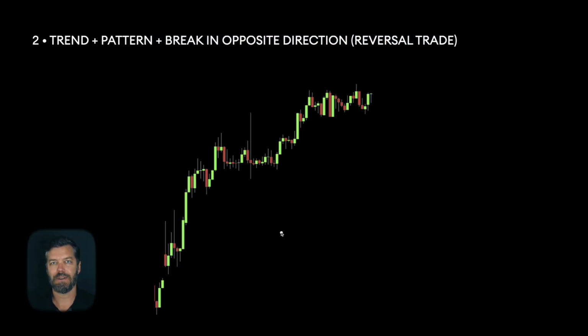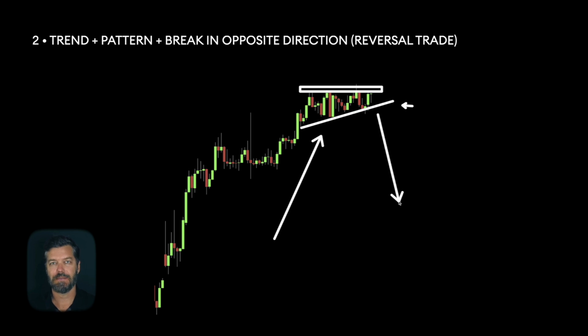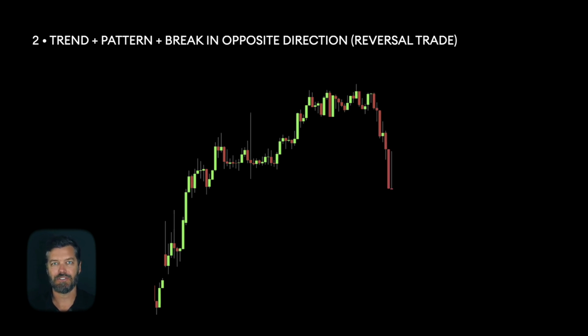Let's say you're in an uptrend and an ascending triangle forms. While this pattern typically signals continuation, in this case, the price breaks below the lower trend line, indicating a potential reversal. This break in the opposite direction of the uptrend signals that the buyers have lost control and a downtrend may be forming. In this scenario, you would look to take short entries as the price breaks downward, confirming the trend change from an uptrend to a downtrend.